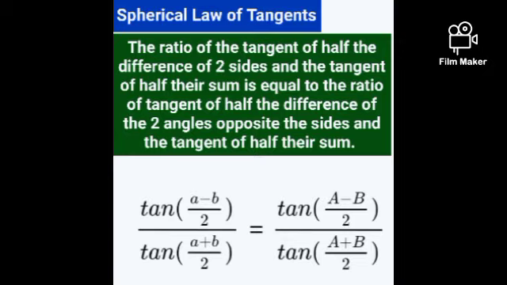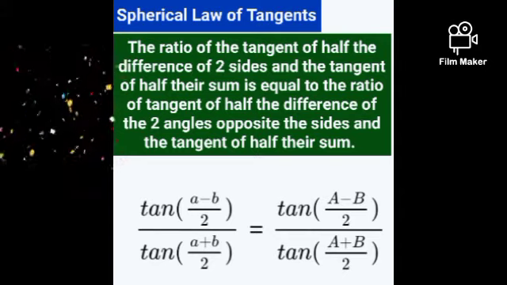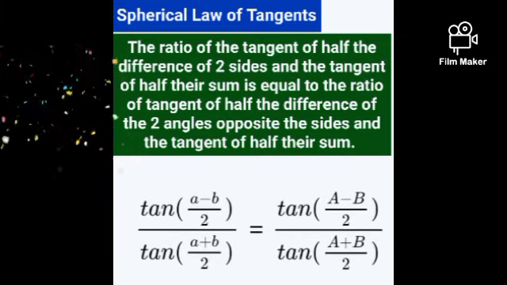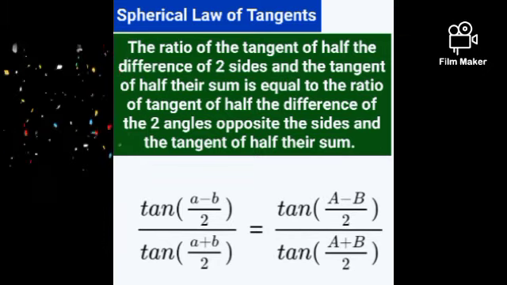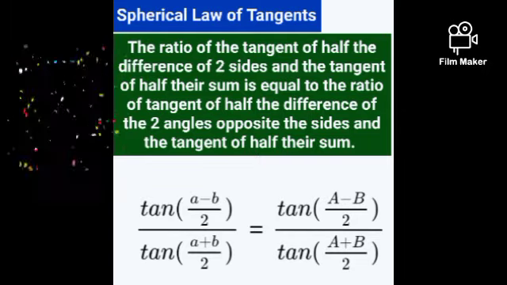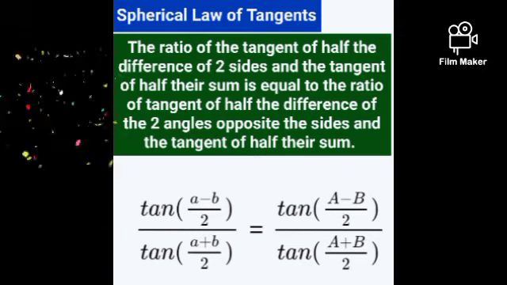The two sides we are considering are sides small a and small b. And we take the tangent of half the difference of these two sides. We have tangent of (a minus b) over 2. In the denominator of the ratio, we have tangent of half their sum. Again, the two sides we are considering are sides small a and small b, and their sum is denoted by a plus b, and half their sum is (a plus b) over 2. And we get the tangent of half their sum.